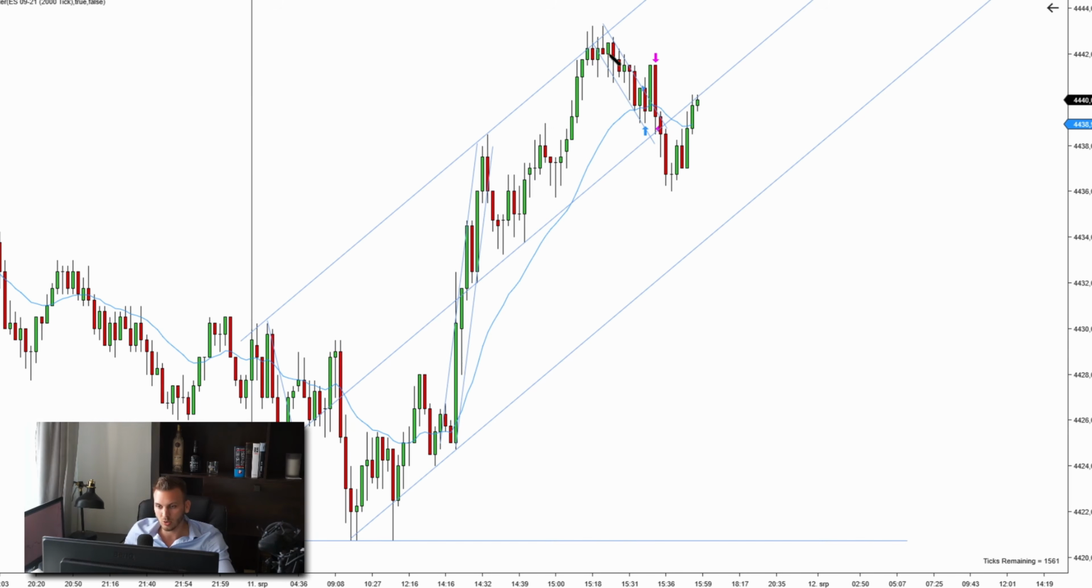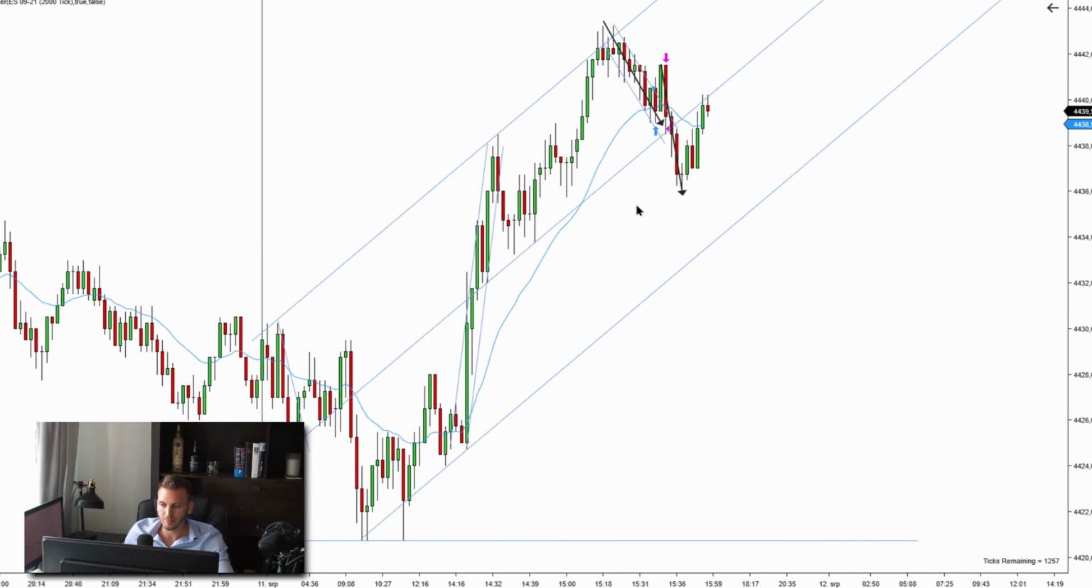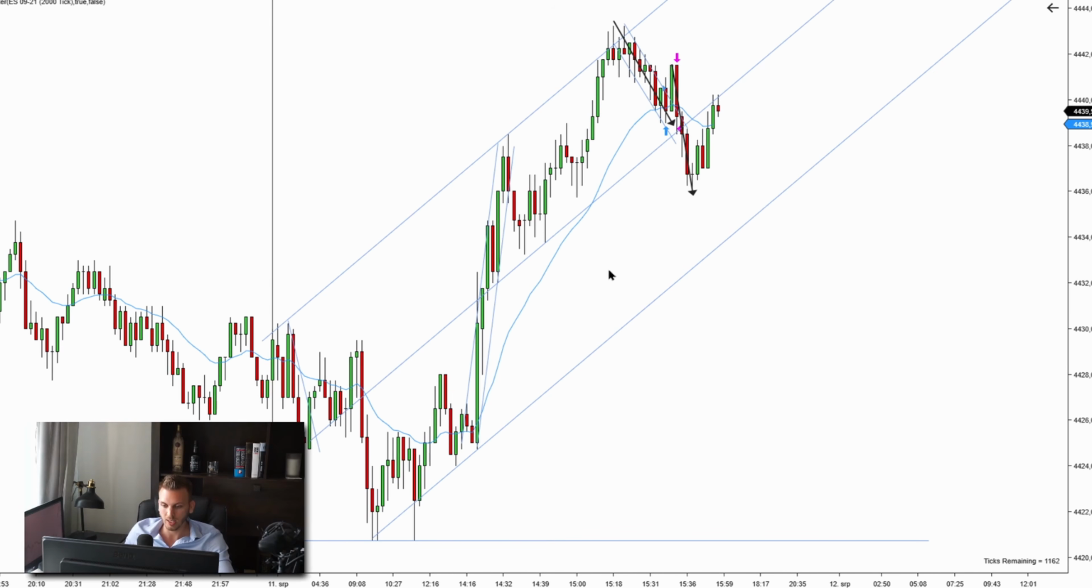I jumped the gun too early here. This is the first leg, pullback, second leg right here. I entered too early. Also, when I took a little bit of time and looked back on the chart, this is a very steep move. Take a look how steep a move this is.